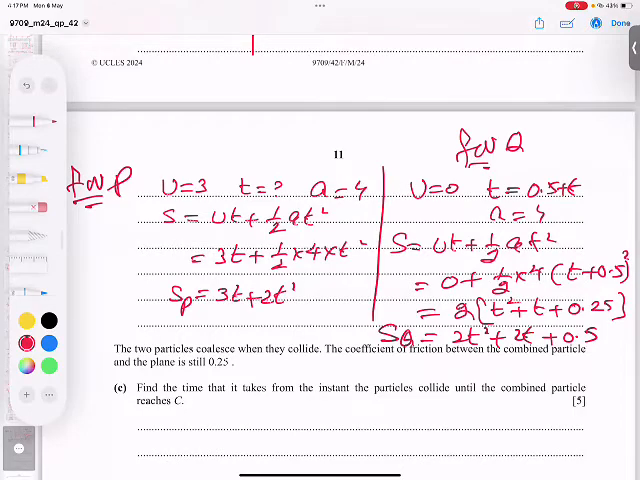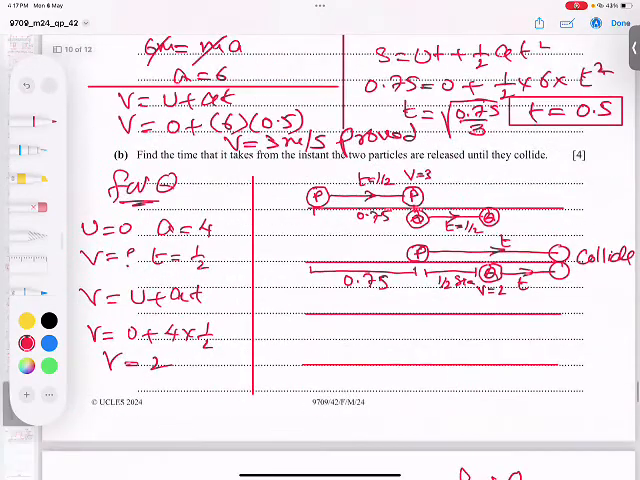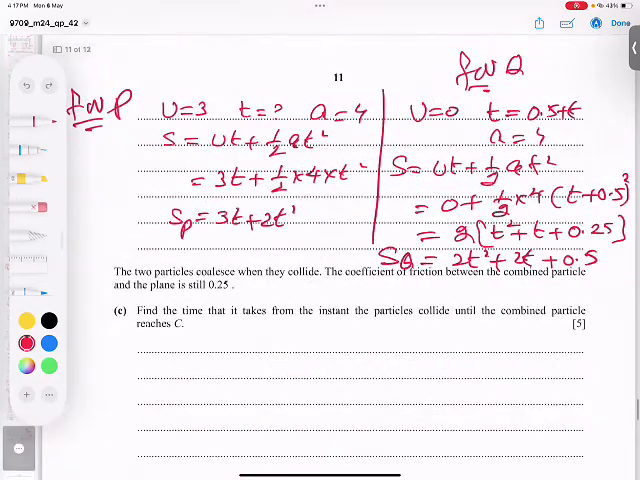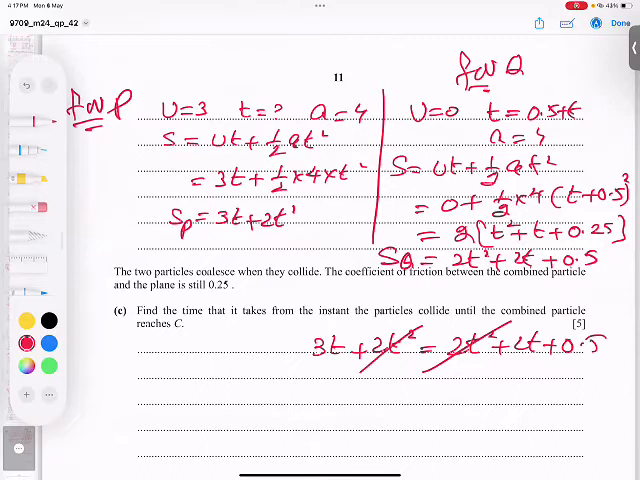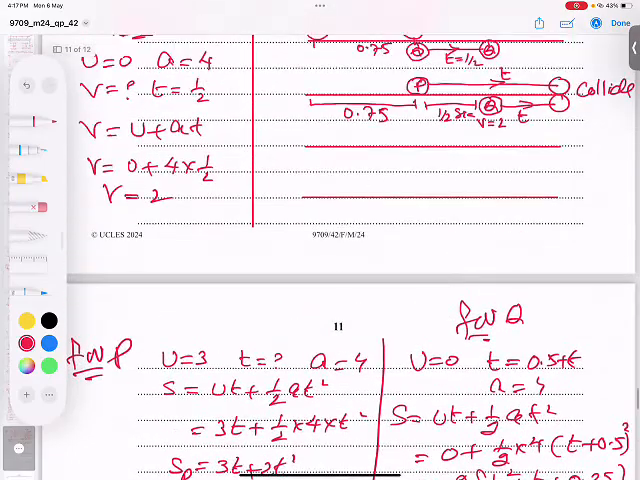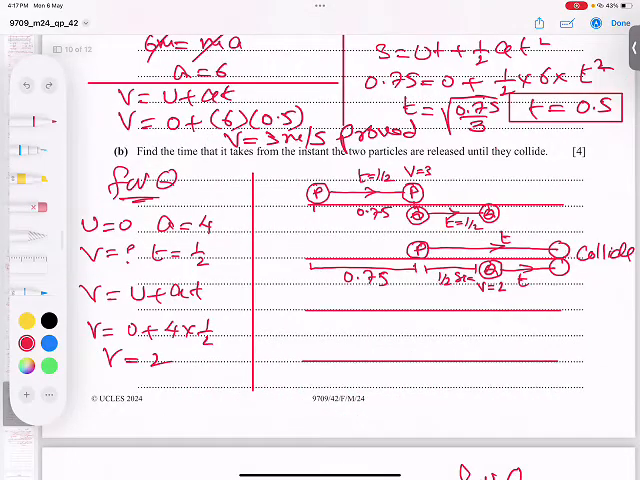So it means they are equal to each other. Naturally, this distance by the P particle and this distance by the Q particle are equal to each other, and I'm going to plug them into each other. So when I put them equal to each other, let's see what happens. 3t plus 2t squared equals 2t squared plus 2t plus 0.5. This cancels out, and time becomes 0.5.